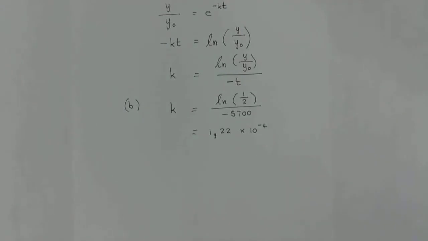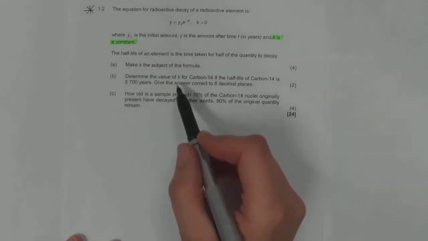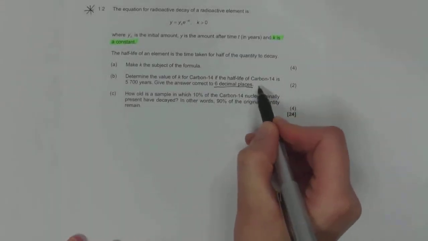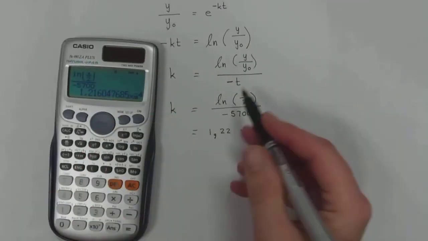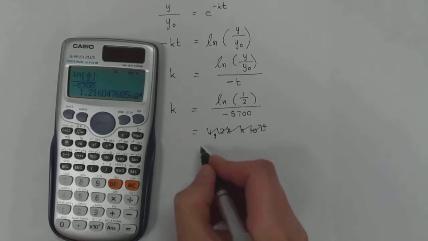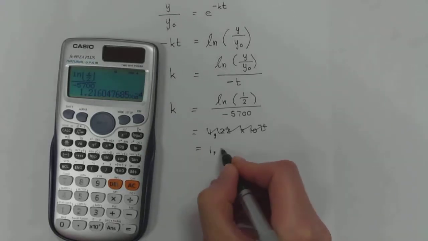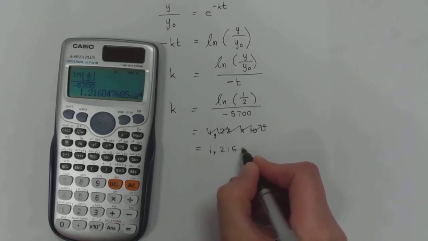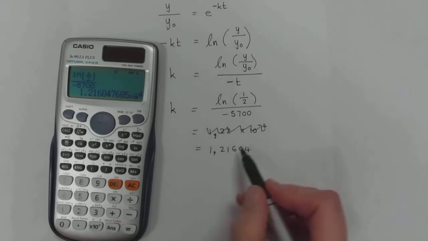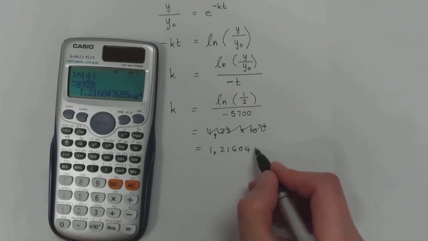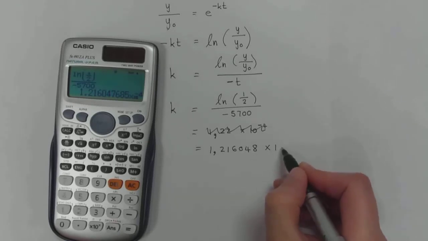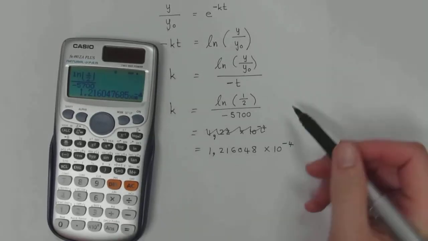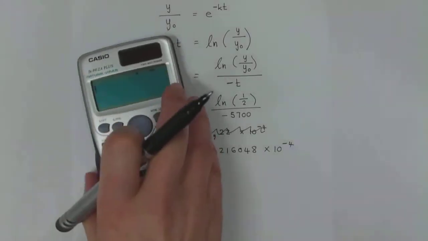Just realized something. Read the instructions. Give the answer correct to 6 decimal places. Read the instructions. That was almost a big mistake on my part. So we're not going to do that. We're going to say it's equal to 1,21604. So that's 1, 2, 3, 4, 5, and then 8. That'll be my 6 decimal places times 10 to the power of negative 4. So there we go. That is the answer they were wanting.